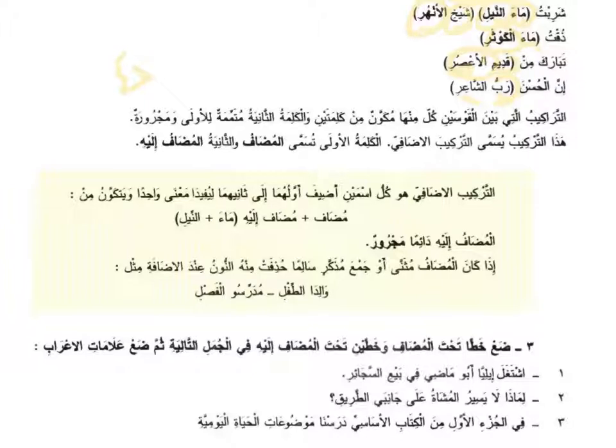At-tarakib allati bayna al-qawsayn kullun minha muqawwanun min kalimatayn. They said the phrases between the parentheses, all of them are made up of two words. Wal-kalimatu thaniyatu mutammimatun lil-ula wa majrura. And the second word in each case is completing the meaning of the first, and it is majrur. هذا التركيب يسمى التركيب الإضافي. This way of putting words together is called التركيب الإضافي. الكلمة الأولى تسمى المضاف. The first word is called the مضاف, والثانية المضاف إليه, and the second is called the مضاف إليه.